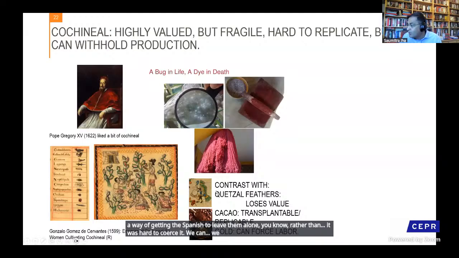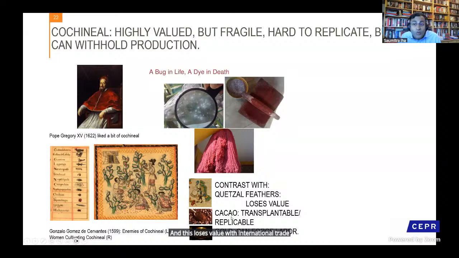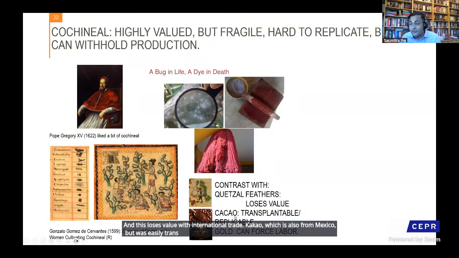We compare that to the production of quetzal feathers, which was also highly prized by the Aztecs, but not by the Spanish, and thus loses value with international trade. Cacao, which is also from Mexico, but was easily transplantable and replicable, so places which produce that. And gold, where people could coerce labor.